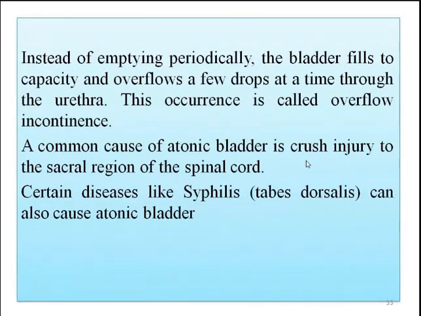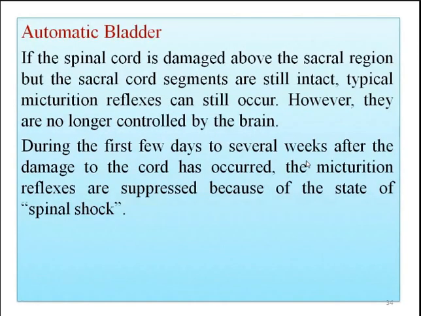What are the common causes of atonic bladder? A common cause of atonic bladder is crush injury to the sacral region of the spinal cord. Then certain diseases like syphilis, Tabes dorsalis, there is tertiary syphilis. Tabes dorsalis can also cause atonic bladder. So these are the causes of atonic bladder: crush injury to the sacral region of the spinal cord, then Tabes dorsalis.